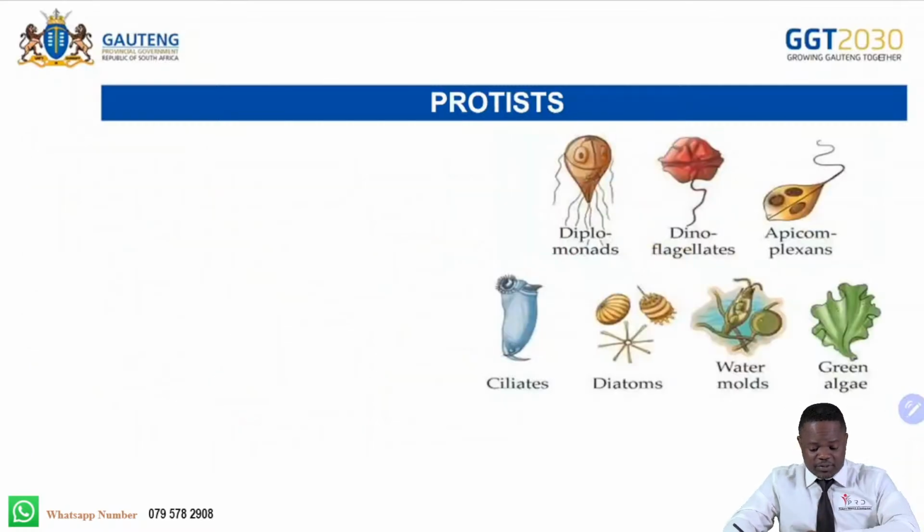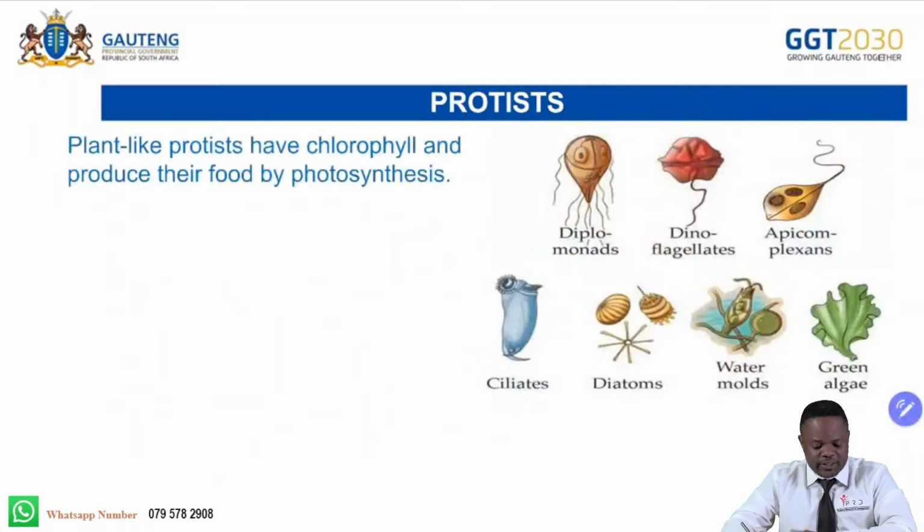Okay, and then let us proceed to the protists. We have different examples there of our protists. Okay, so when we look at our protists, we have some that are plant-like. With reference to the one which we are familiar with, the algae, which we call the green algae, we're saying they produce their own food. Remember, we said some of the microorganisms produce their own food. So the green algae do produce their own food.